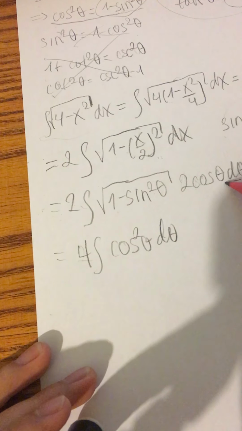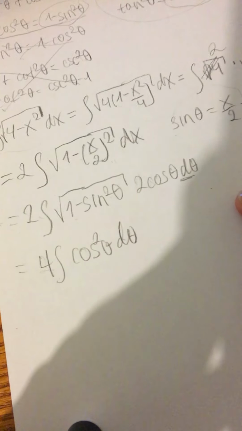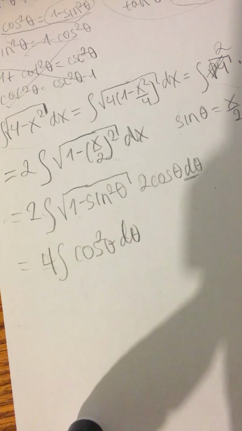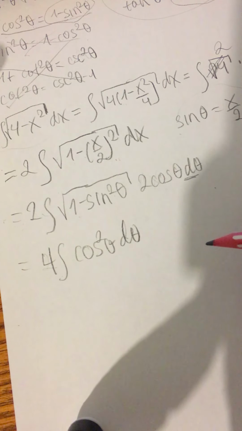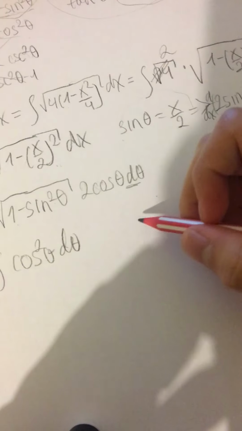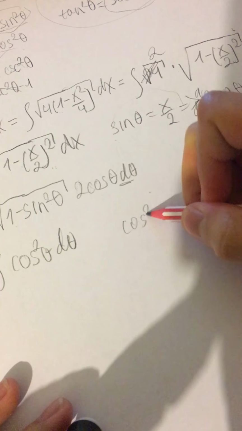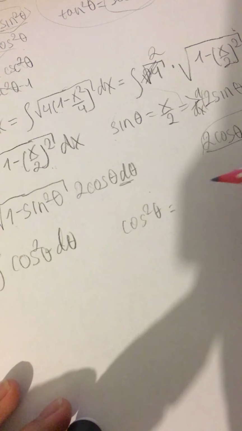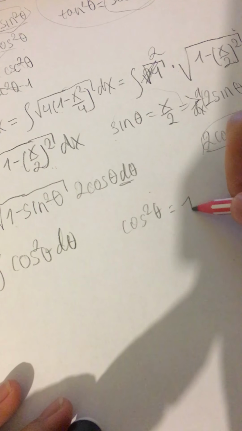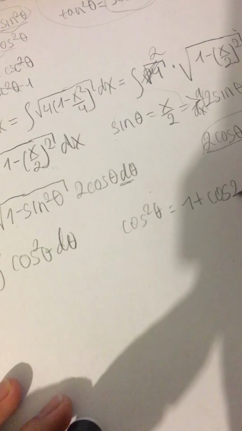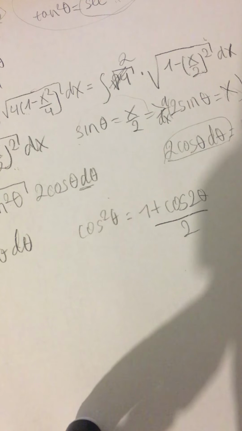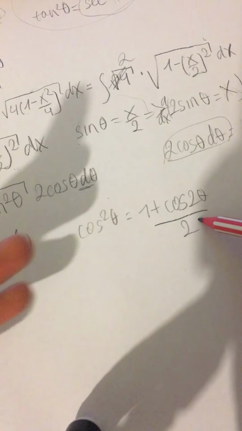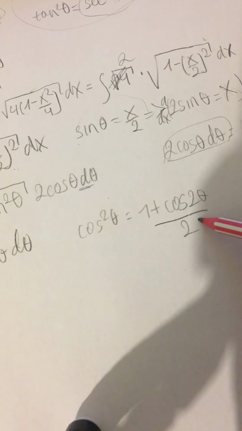D theta, don't forget. Okay, and then from here, we can use our identity. So cosine squared theta equals (1 plus cosine 2 theta) over 2. Okay, and I'm not going to prove this to you, but this is true.